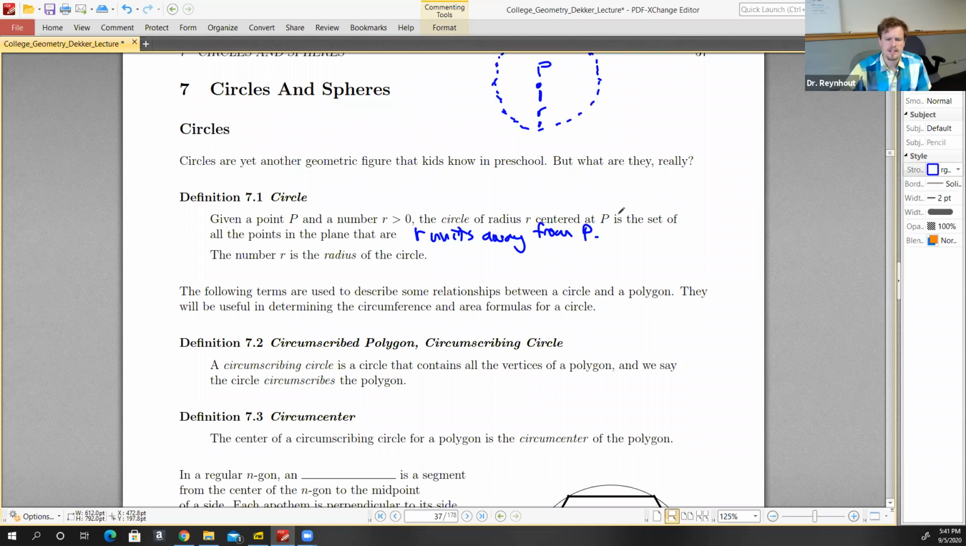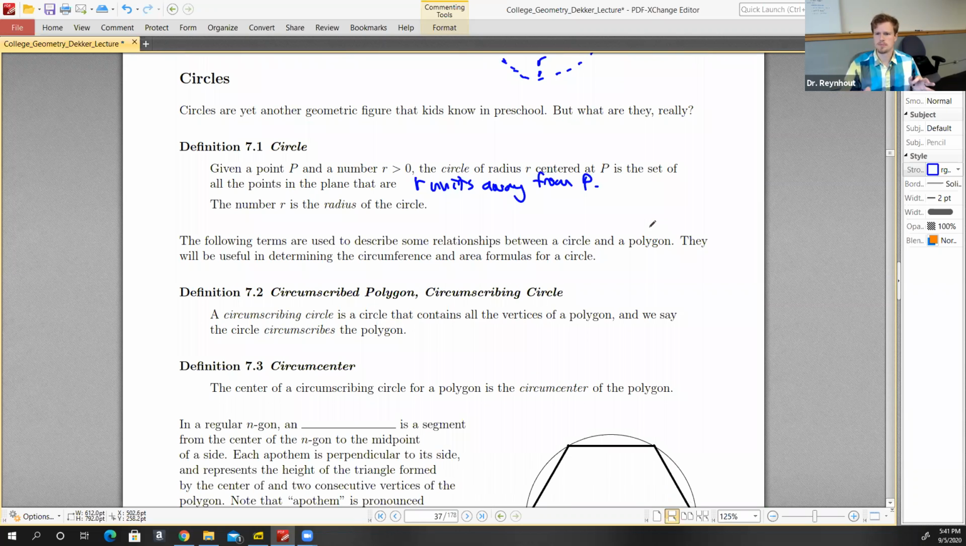So let's take a look at some definitions that give us relationships between a circle and a polygon. So a circumscribing circle is a circle that contains all the vertices of a polygon. And we say that that circle circumscribes the polygon.